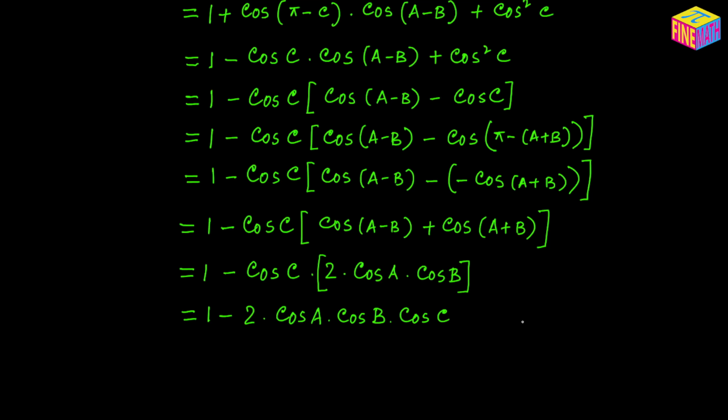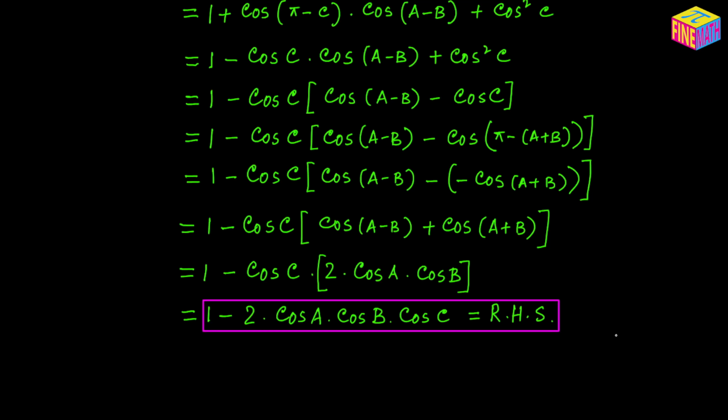That's the right hand side of our identity. So let me make a note here that this is equal to the right hand side, and hence the identity has been proved. As I mentioned earlier, this is the last video on these conditional identities. In fact, using all these concepts, you can solve any conditional identity like this.